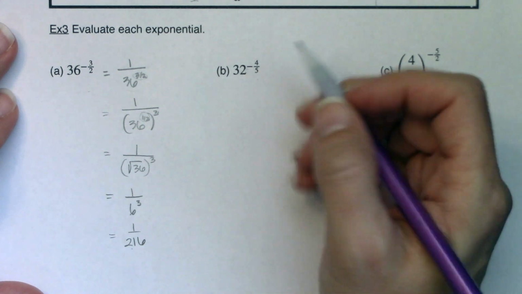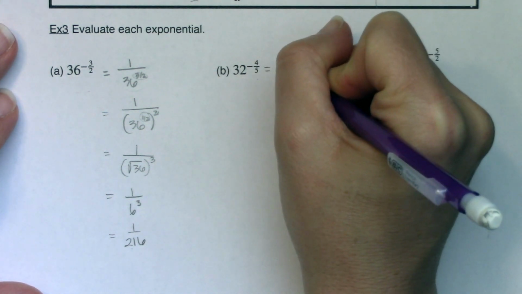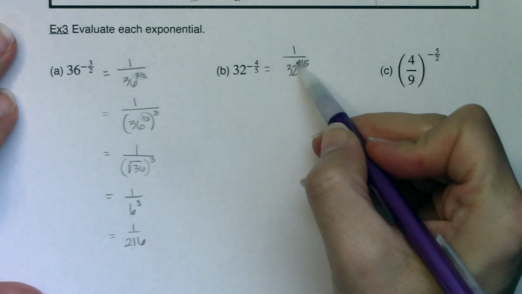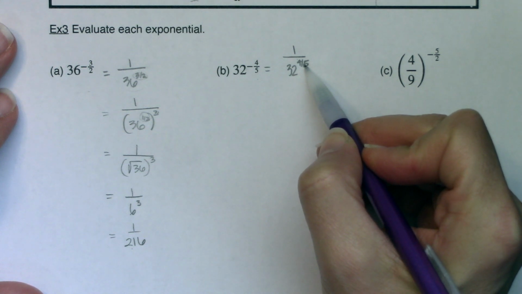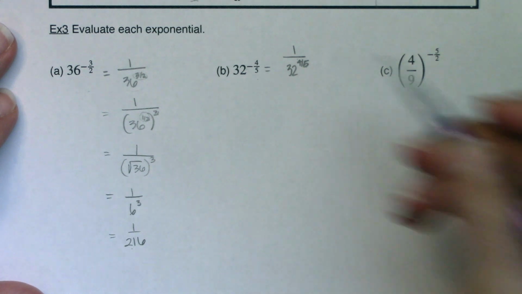So I see the negative and I go, all right, I'm going to rewrite this as 1 over 32 to the 4/5. And the thing is, I have that rational exponent, and the numerator as of right now is 4. And I'd really like it to be 1.